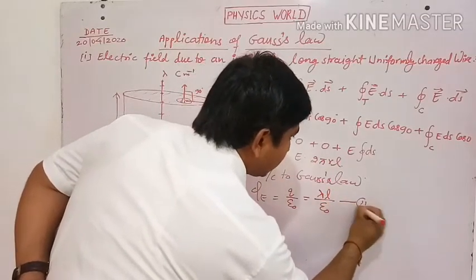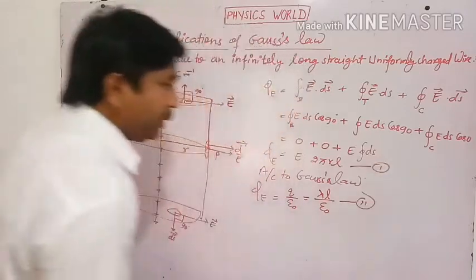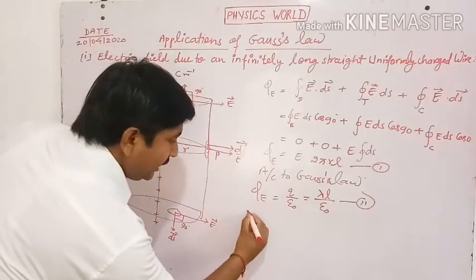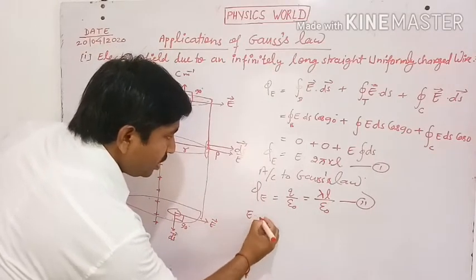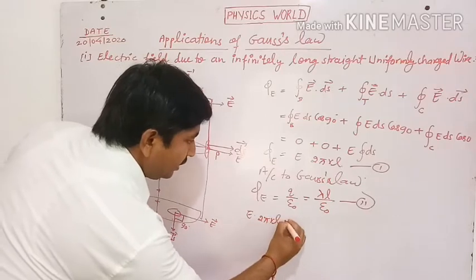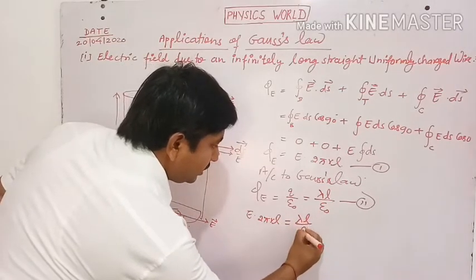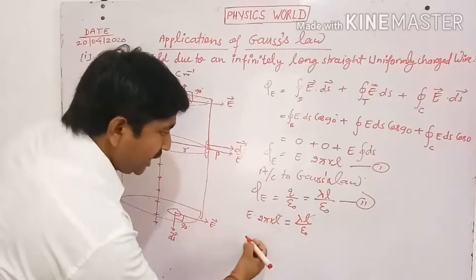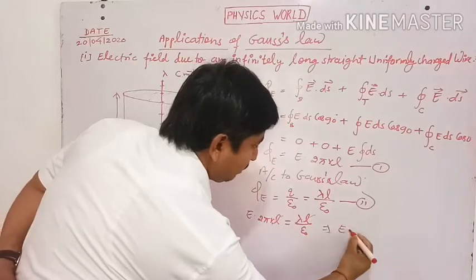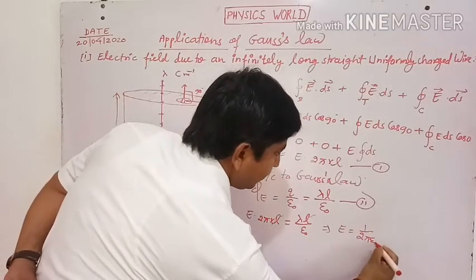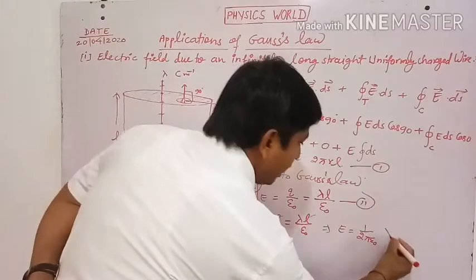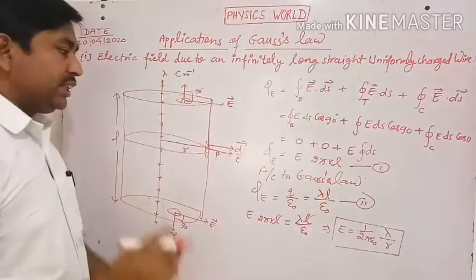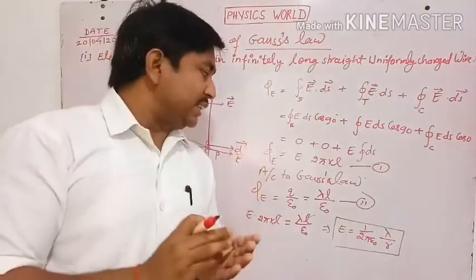This becomes equation number second, and this one is the first. Now if we compare equation first and second, then we find that E dot 2 pi r L is equal to lambda L upon epsilon naught. Here L will be cancelled on both sides, and we easily obtain that the value of E is equal to 1 upon 2 pi epsilon naught lambda upon r. This is the value of the electric field intensity.